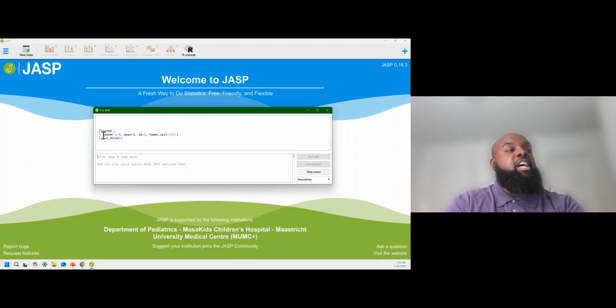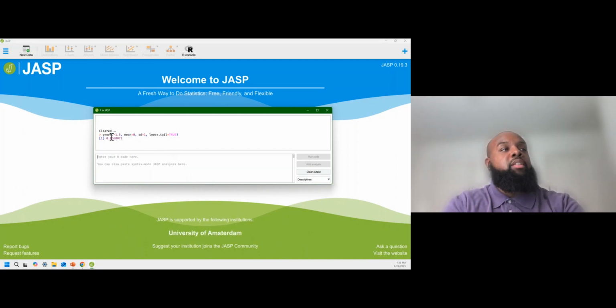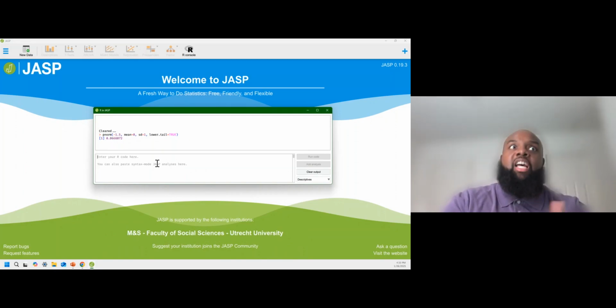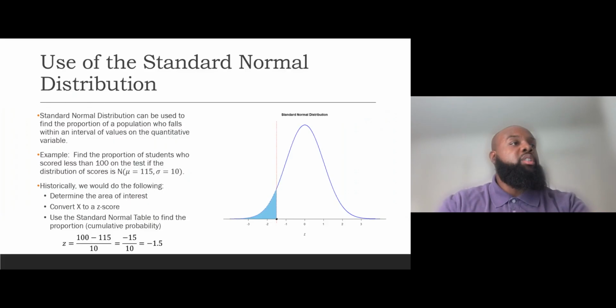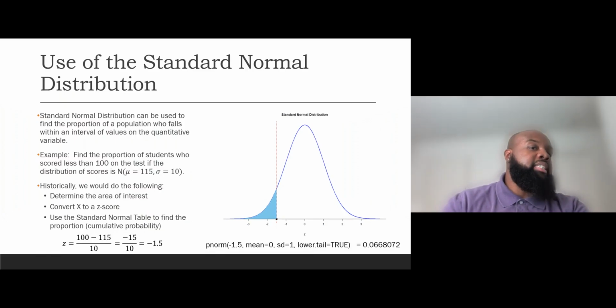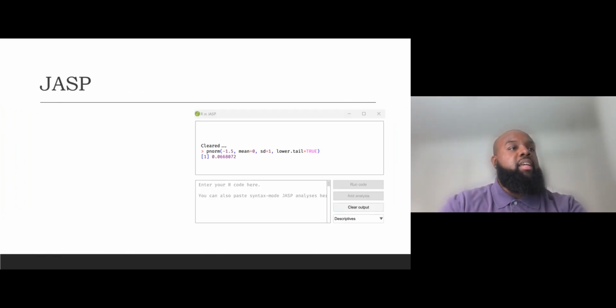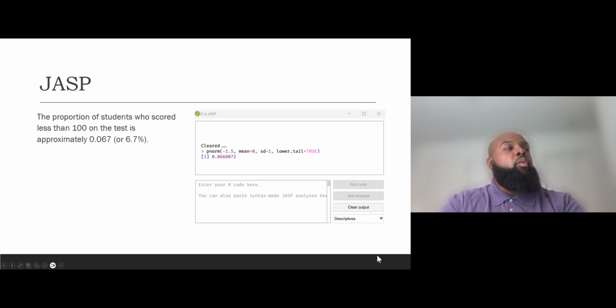But basically, this is telling me the area under the curve on the left tail of this distribution for values less than negative 1.5 is 0.0668072. And so that's our proportion. If I go back to our presentation, we'll see that that is 0.066807. I have it again on this slide. So we can say that the proportion of students who scored less than 100 on the test is approximately 0.067.